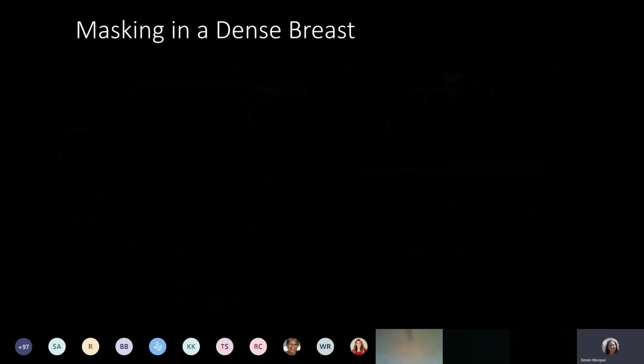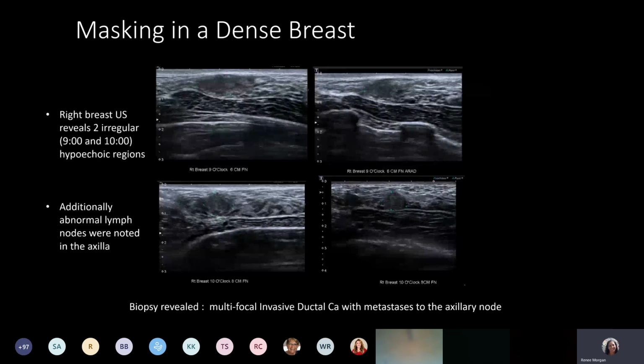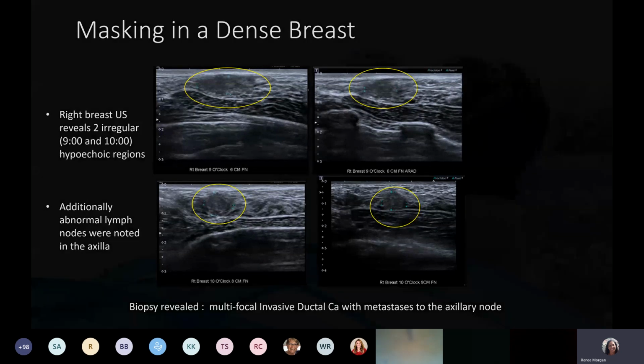She goes on to ultrasound as part of her evaluation, and 2 irregular hypoechoic regions were found, 1 at 9 o'clock and 1 at 10 o'clock. Additionally, they noticed some lymph nodes in the axilla. Biopsy revealed that there was multifocal invasive ductal carcinoma with mets to the axillary node. So this is a very sad example of the masking risk when we have a dense breast.